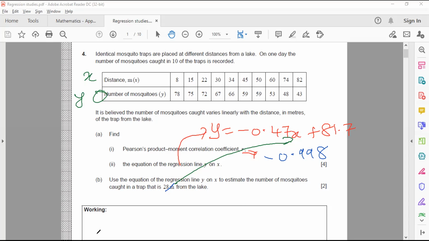Fine. So what you have to do now, you have to use the solver. So isn't it 61.08? No. The distance is given. That is 28 meters. So x is given. So y is equal to minus 0.47 into 28 plus 81.7. So what is the value? 61.08. You took minus. So 28 into minus 0.47.